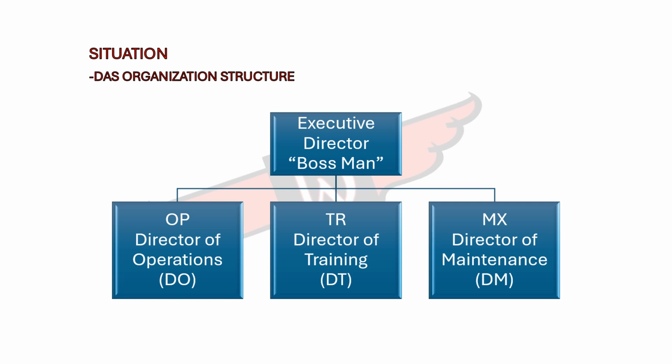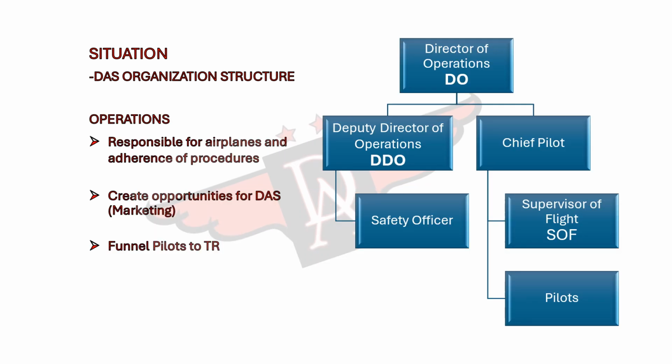Our organization is set up where I, as the boss man, as executive director, have three different departments working for me. The director of operations is the DO, training is under the director of training, and maintenance, MX, is under the director of maintenance. You can probably see a trend there.